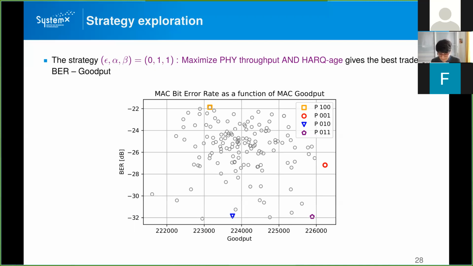And then the last thing that you need to know is that a good trade-off between goodput and bit error rate is a high goodput, so you move to the right, and of course a small bit error rate, so the best performing strategies are in this quadrant here. And so you see that we had the chance of selecting the best possible strategies among the considered ones, because trying to maximize the PHY throughput, also taking into account the retransmission age of the frames, gives you the best trade-off that we could find in this study.